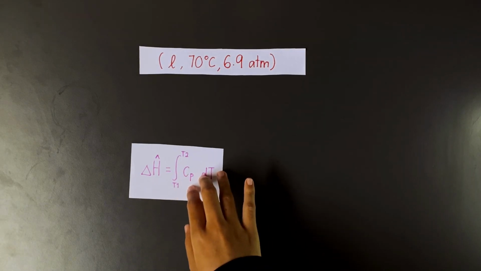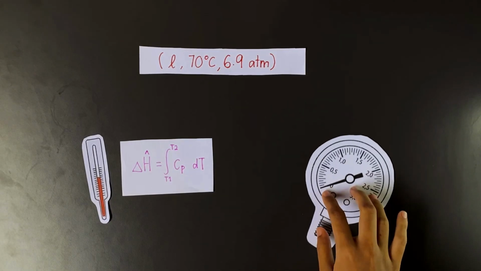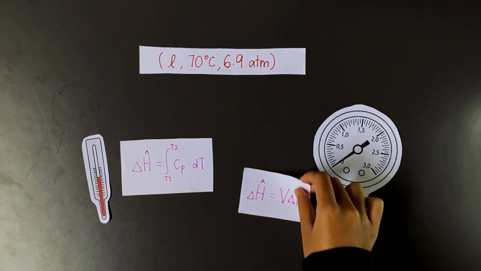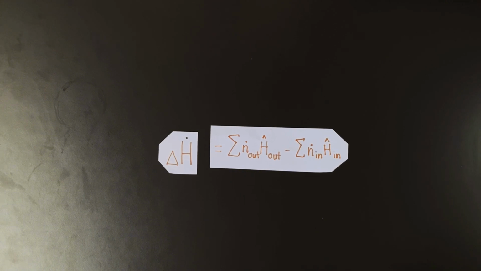To calculate specific enthalpy for each component, we integrate the specific heat capacity with respect to temperature. For change in pressure, we use the formula H equals V delta P. After getting all the specific enthalpies, we can solve for delta H by using the formula delta H equals the summation of flow rate times enthalpy out minus the summation of flow rate times enthalpy in.